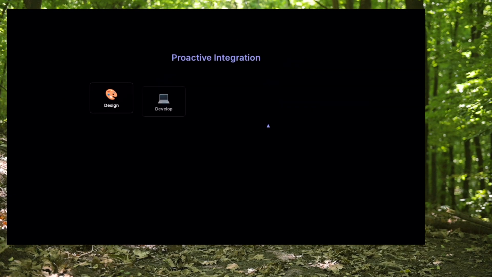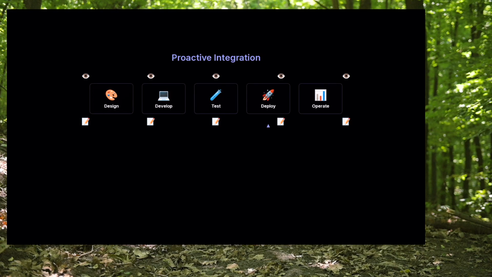By integrating monitoring and logging from the outset of your development process, you facilitate quick diagnostics and continuous improvements throughout your software's life cycle. This proactive integration is a hallmark of mature software engineering practices.